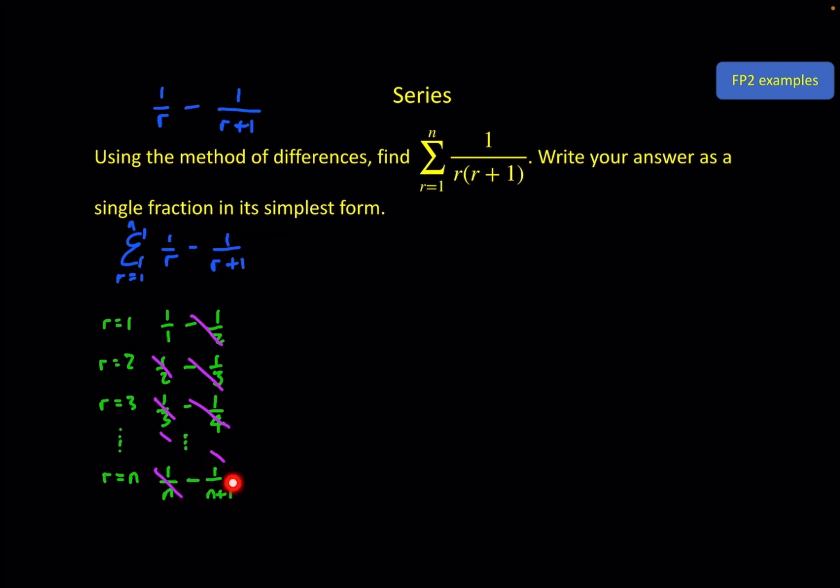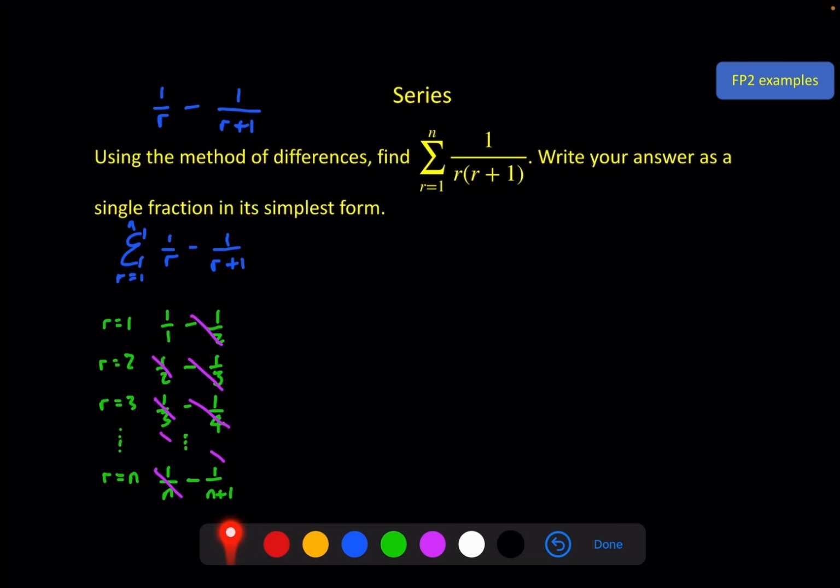So we've got this bit left, and we've got the very first bit left. So this becomes a 1 minus 1 over n plus 1. And if we combine those, we get n plus 1 over n plus 1 minus 1 over n plus 1, which just gives us n over n plus 1.